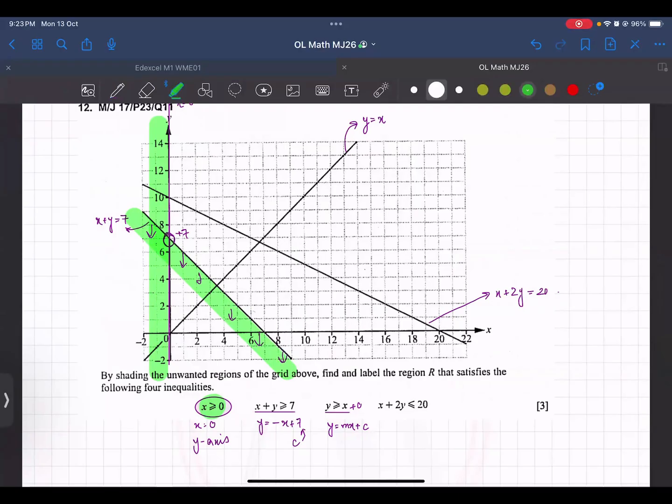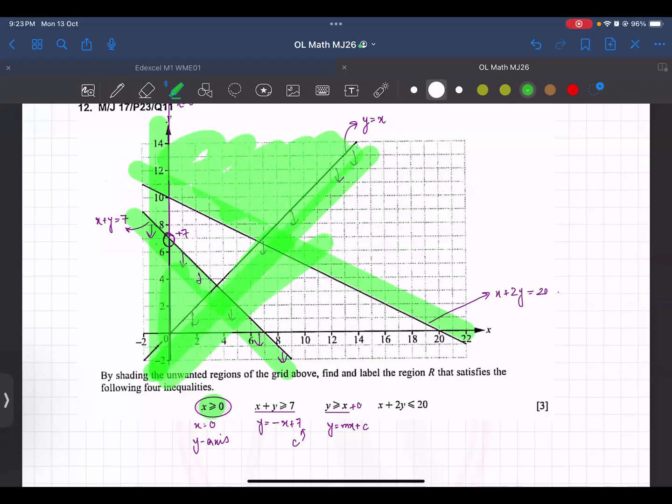Then y is greater than x. Greater than x means you need the part which is above. So we don't need the part which is below. Everything below, this is what we don't need again. And then the last one is x plus 2y is less than or equal to 20. Less than or equal to 20 means we would need the part which is downward, but we would shade the part which is not needed, the unwanted part, so upward. So now you can see this is what you don't need.